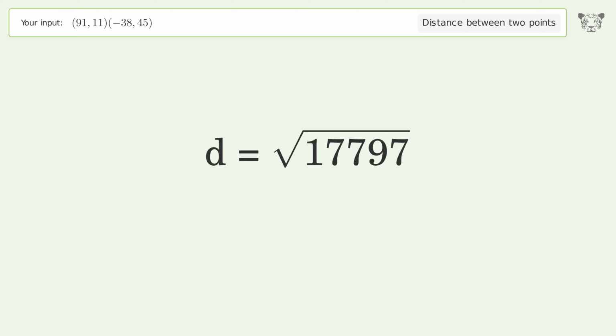And so the distance between the 2 points is the square root of 17,797, or 133.405.